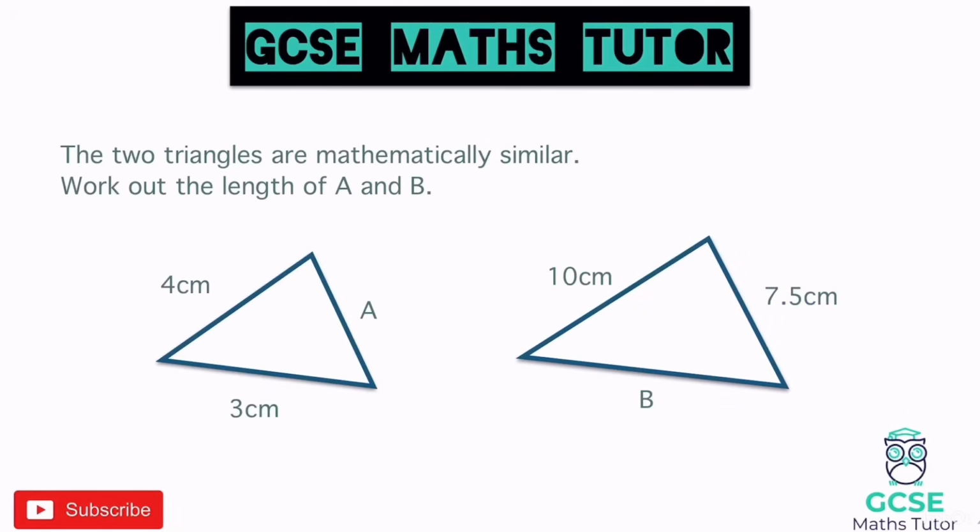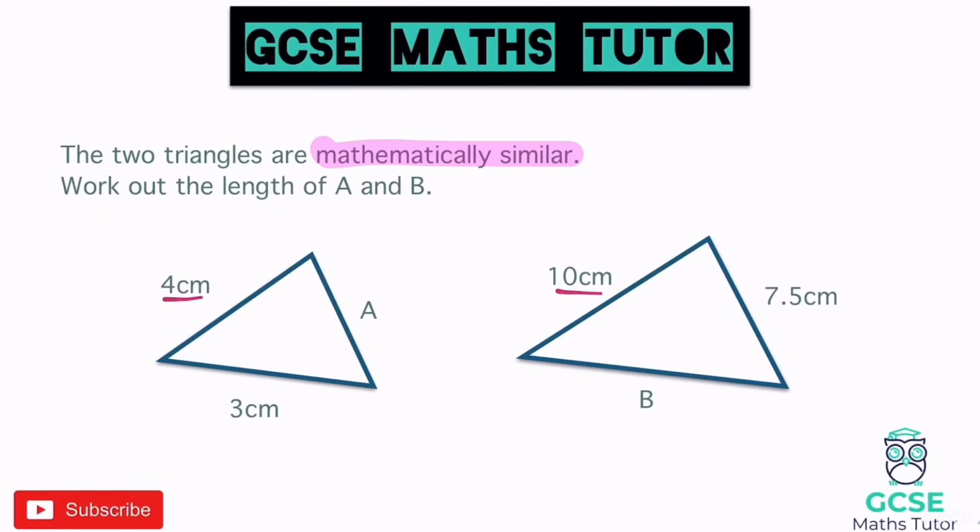Okay, so we've got that these 2 shapes are mathematically similar. Work out the length of A and B. Now mathematically similar means one is an enlargement of the other, which means there's a scale factor between them. So if we can identify a similar side on both of them, which we've got here, 4 and 10, we can find the scale factor.